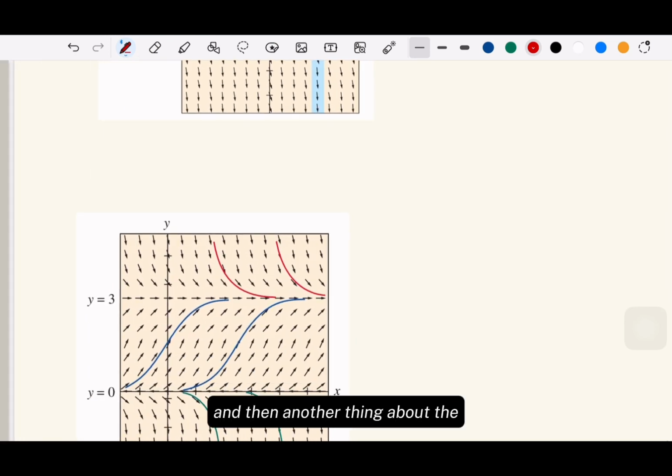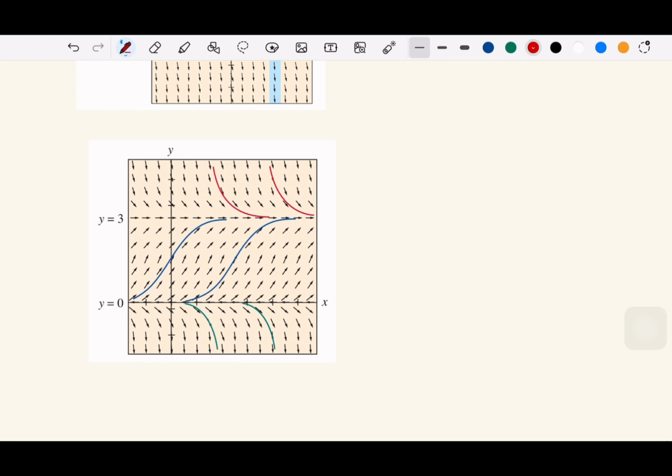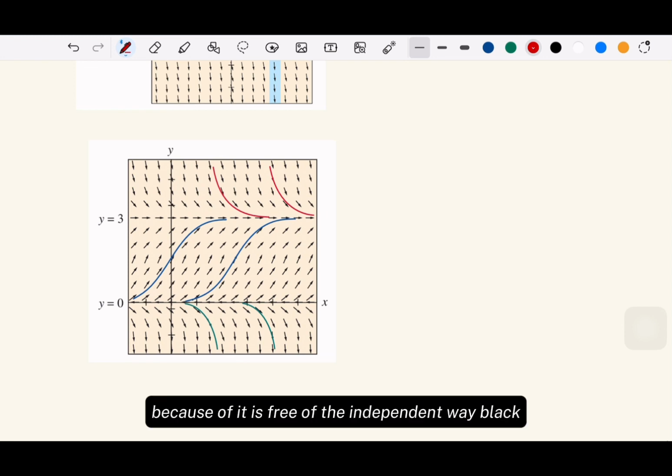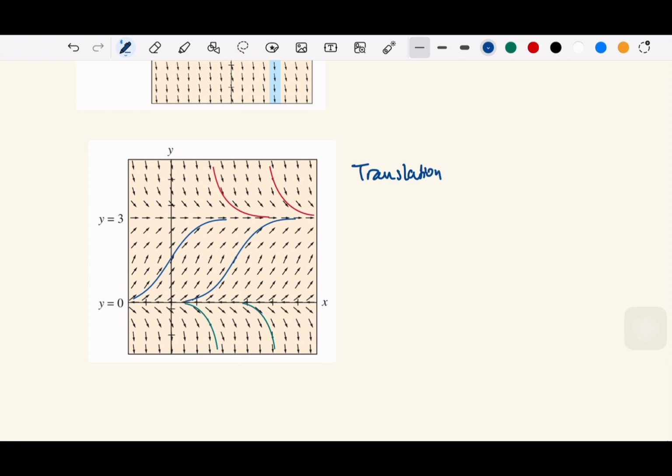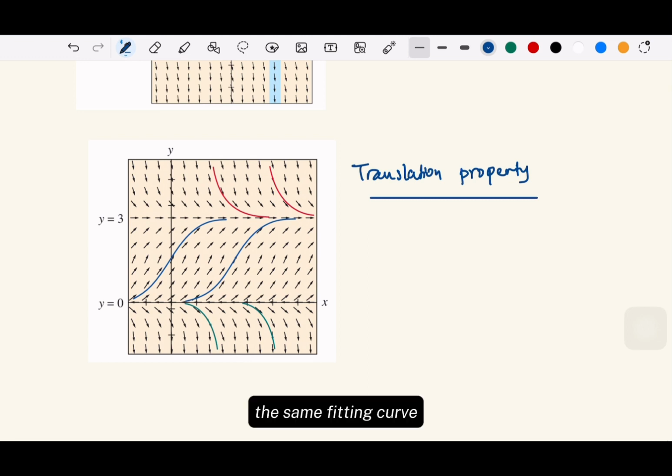And then another thing about the autonomous is they have the translation property, because it is free of the independent variable x. So in any different interval of x, they will have the same fitting curve. I think that's it for the introduction on the first order.